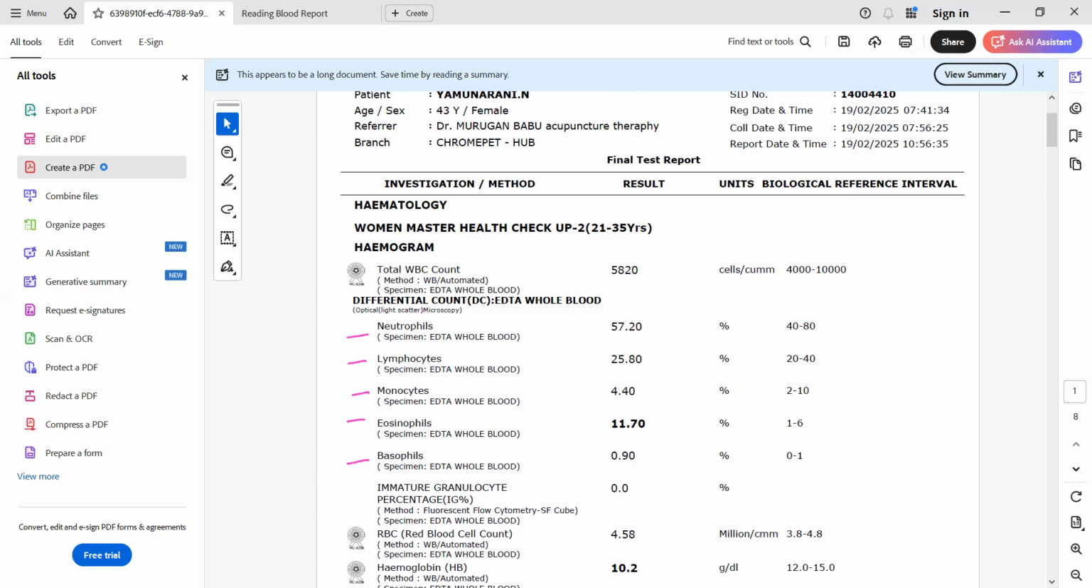So by seeing the individual count of cells, you can get to know what type of infection is going on, exactly what is happening there in the body.